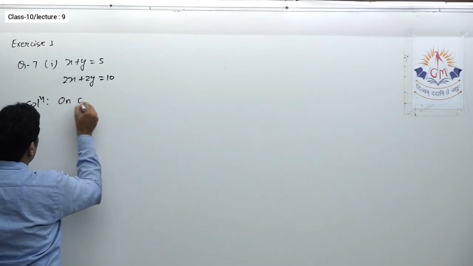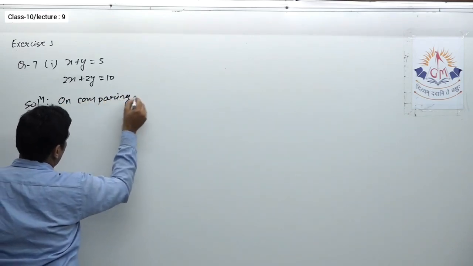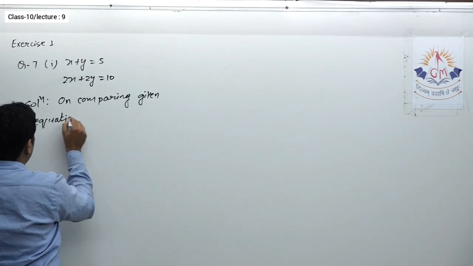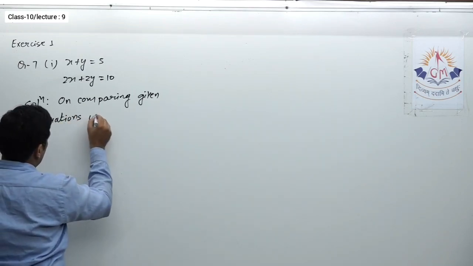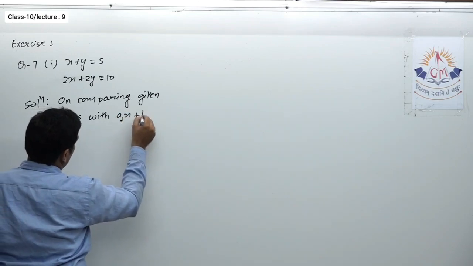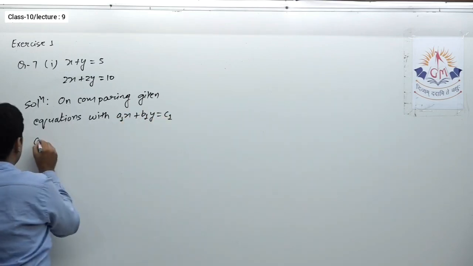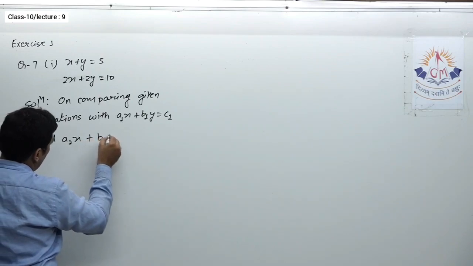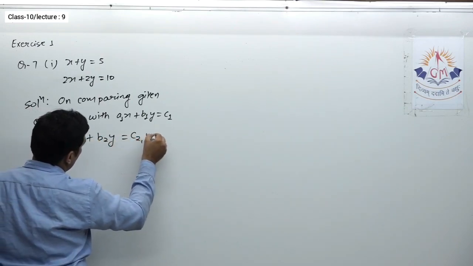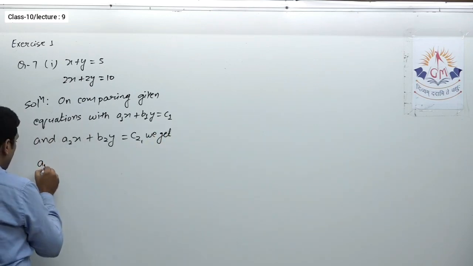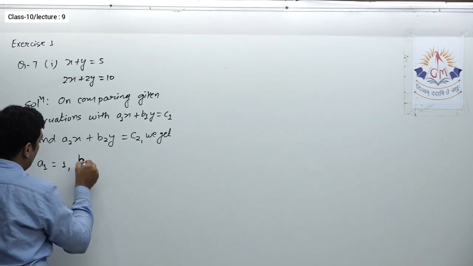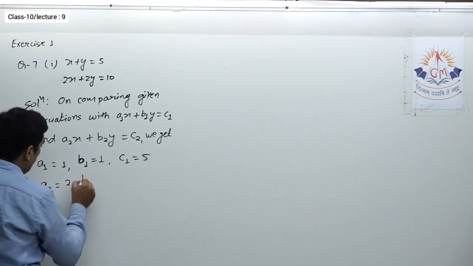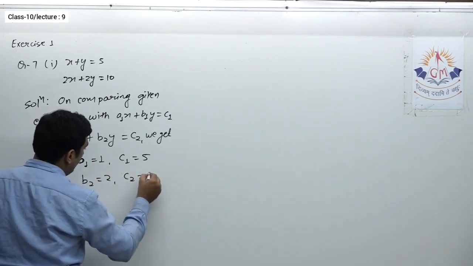On comparing the given equations with a1x plus b1y is equal to c1 and a2x plus b2y is equal to c2, we get a1 is equal to 1, b1 is equal to 1 and c1 is equal to 5. a2 is equal to 2, b2 is equal to 2, c2 is equal to 10.